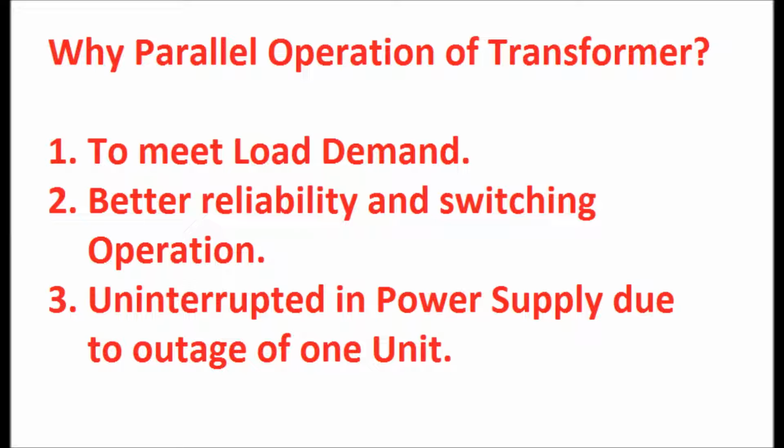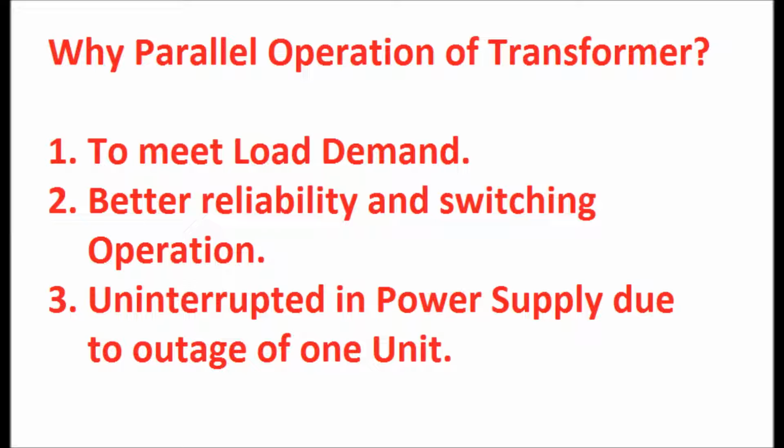Number two is better reliability and switching operation. For example, two 10 MVA transformers are running in parallel condition and the total load is 10 MVA. Now, if one transformer is required for maintenance and we switch it off, the other transformer is sufficient to cater the load. So the switching flexibility is better in case of parallel operation of the transformer.